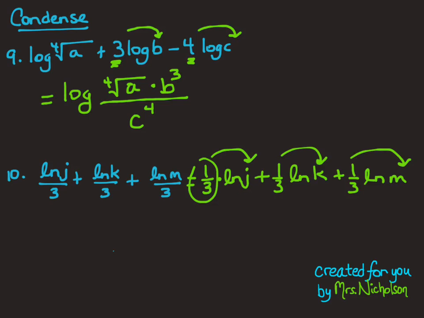Fraction exponents can be rewritten as roots, and so my final answer here is going to be the natural log of the cube root, and then notice all these logs are being added together, and so I'm going to multiply j times k times m. And I put them all under the cube root because they all have that 1/3 in the front, which becomes an exponent on the variables and can be rewritten as the cube root.